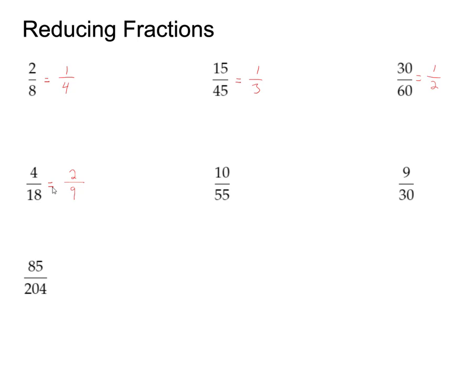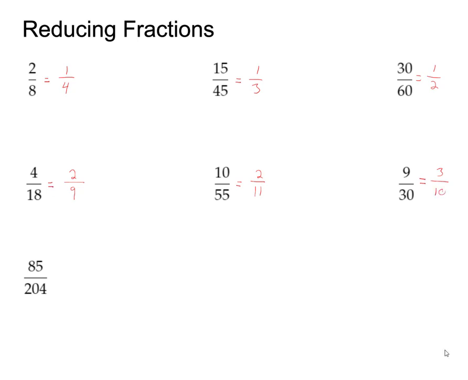For 10 over 55, both of these are divisible by 5. So 10 divided by 5 is 2, and 55 divided by 5 is 11. So we get 2/11. And finally, for 9 over 30, both 9 and 30 are divisible by 3. So 9 divided by 3 is 3, and 30 divided by 3 is 10. So this reduces to 3/10.